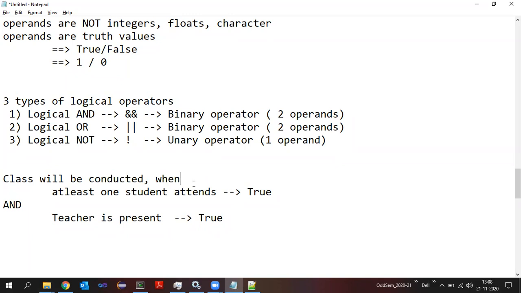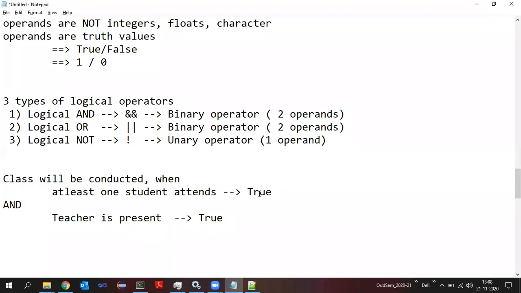Respond to me. Yes or no? Yes, sir. If at least one student is in the class and the teacher is present, if both are true, then only the class will be conducted. Now, suppose none of the students appear, suppose this particular statement is false. Nobody is in the class, but the teacher is present. Will that class be conducted? Definitely not.